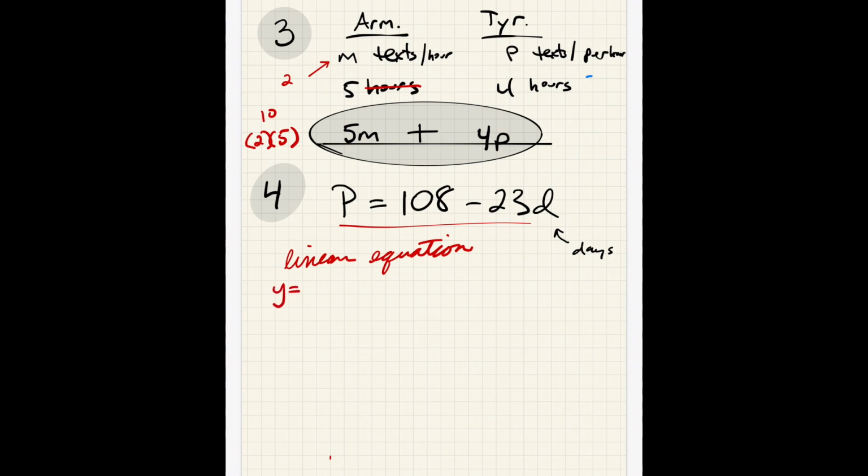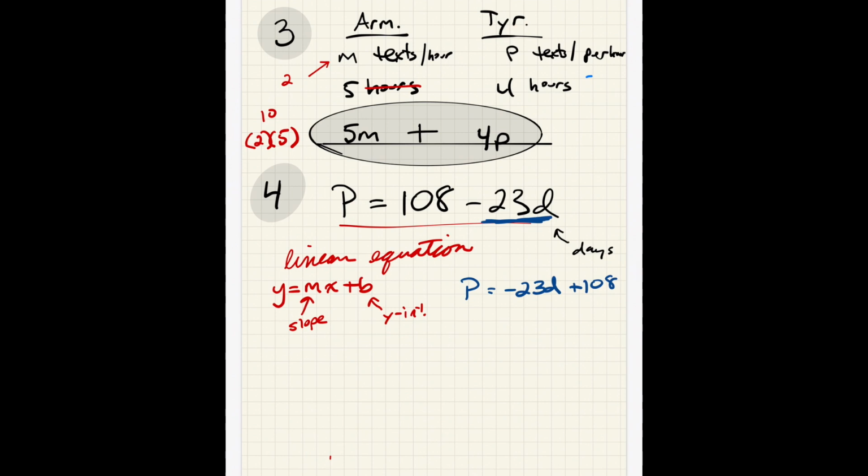So, by linear equation, I mean, of course, y equals mx plus b, where m is the slope and b is the y-intercept. So let's rewrite this real quick to match y equals mx plus b, which really just means taking this, because that has the d, which in our case is the x, and I'm keeping the negative, and I'm just saying plus 108.